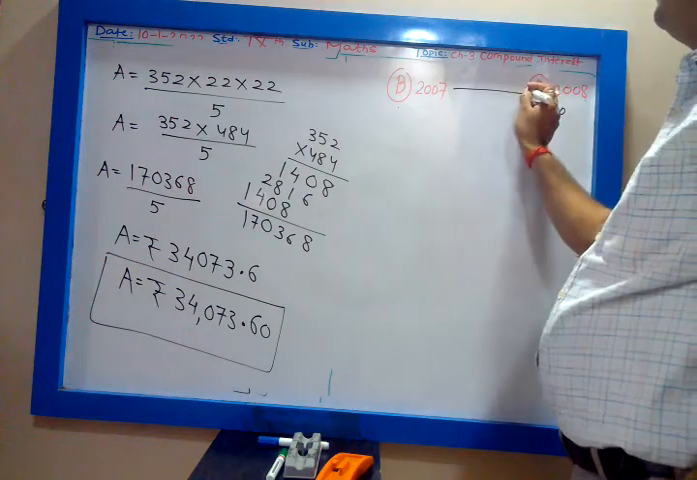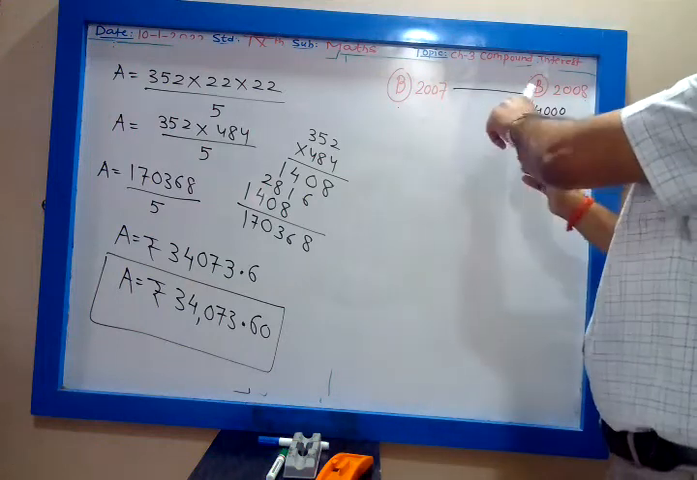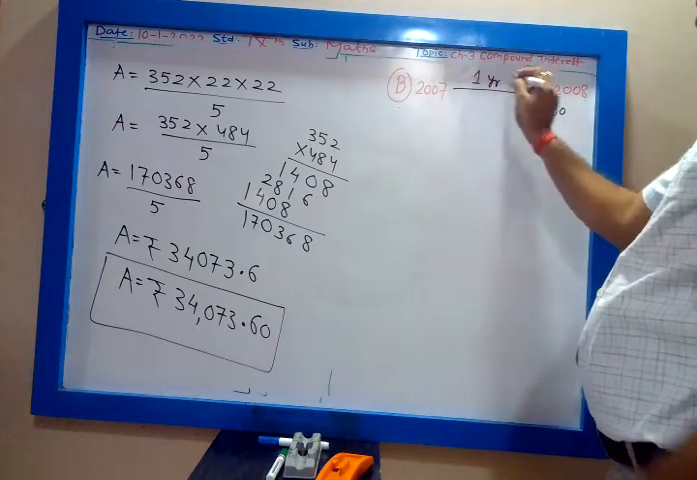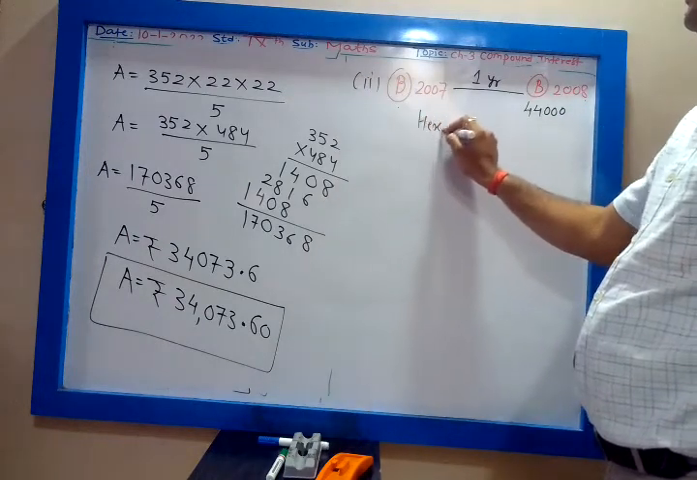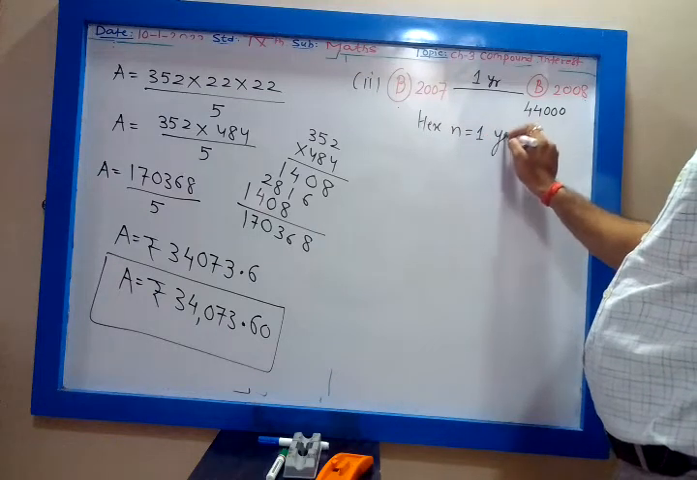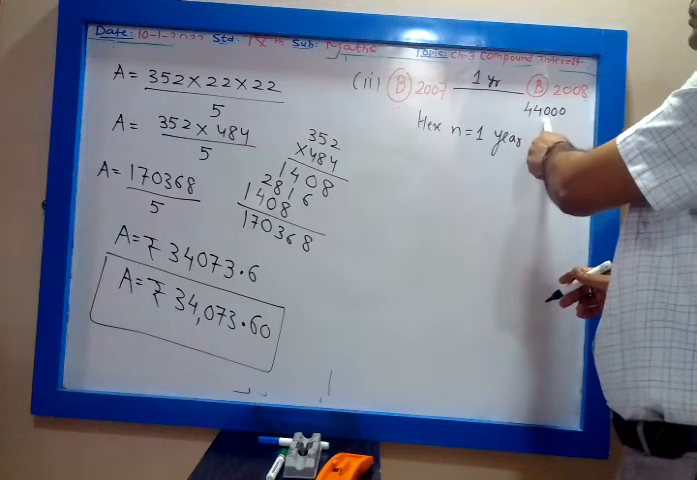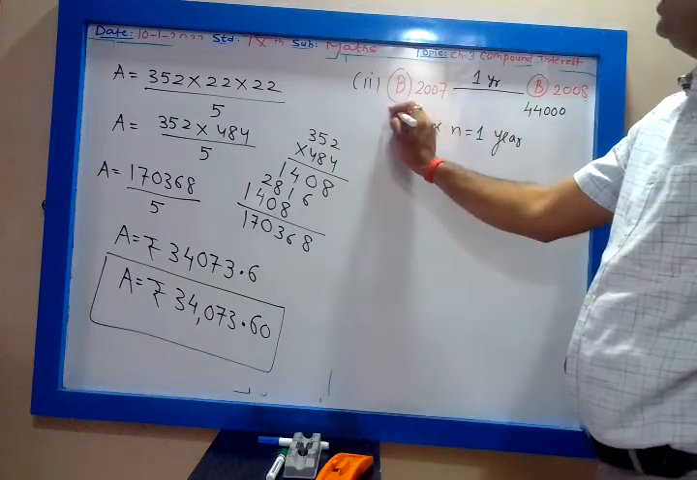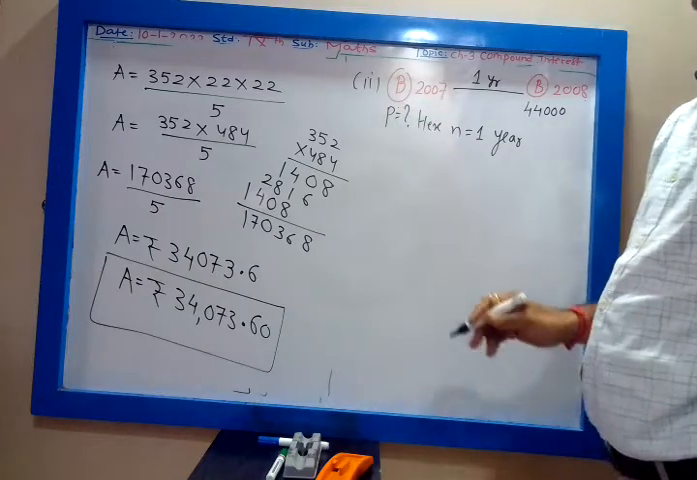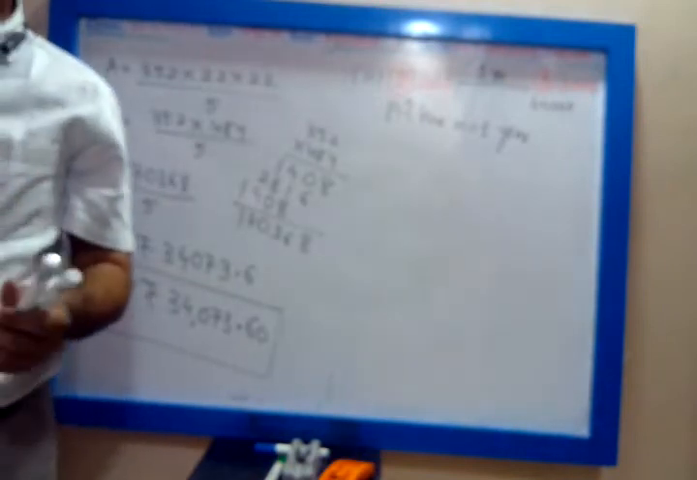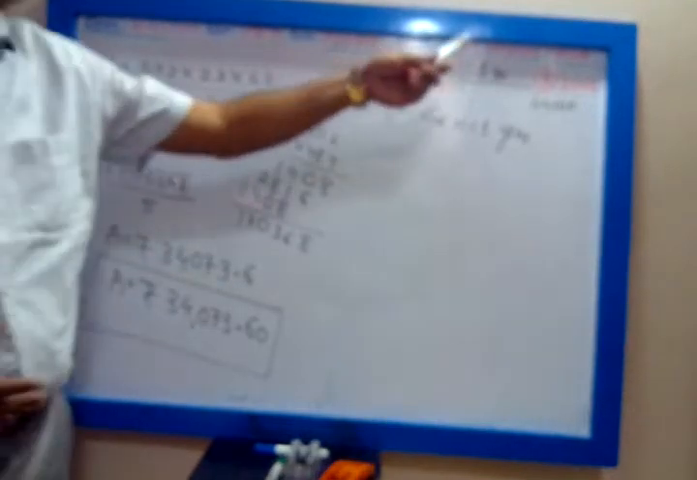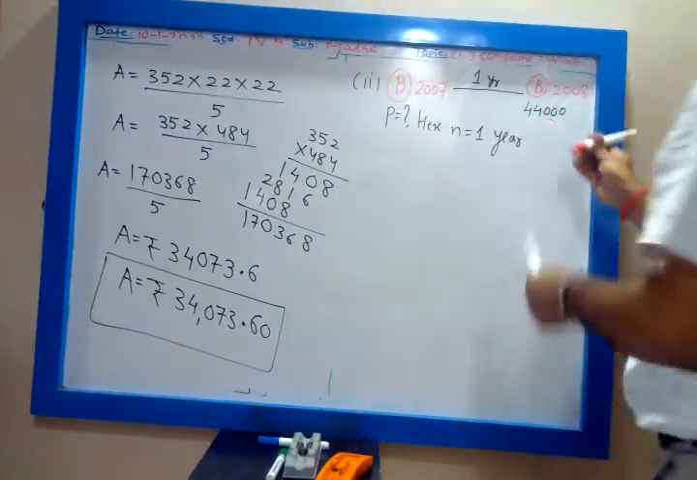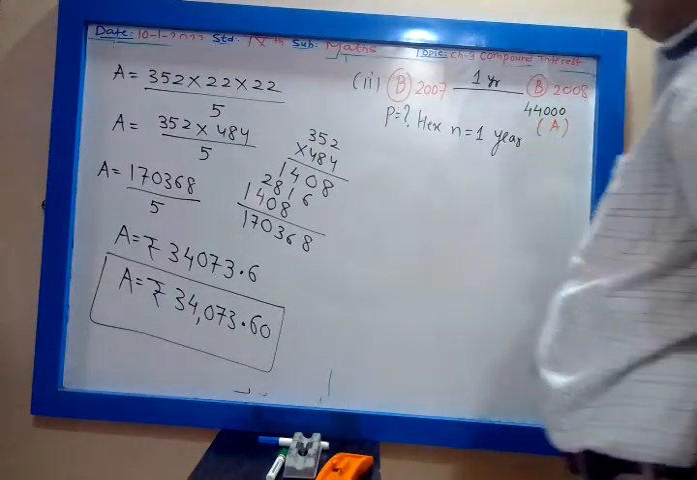What is the duration? 1 year. The duration is 1 year, from the beginning of 2007 to the beginning of 2008. Now you tell me, this 44,000 will become the amount, and we have to find the principal amount. Yes or no? If it is asked what the amount was 1 year before, 1 year before means the initial amount. The initial amount is my principal amount, and you are given the current amount, that is 44,000. So this is my accumulated amount. Does anybody have any doubt?